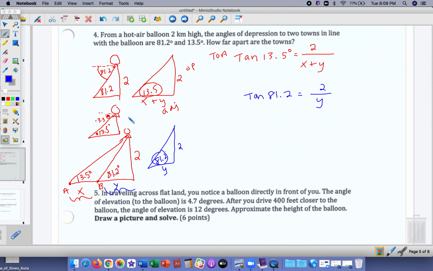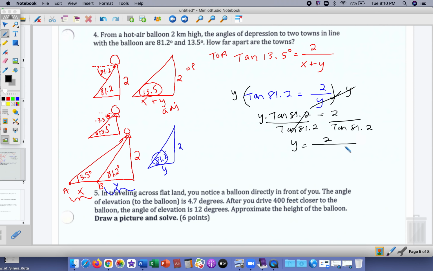Just like we talked about before, we have 2 equations, we have 2 unknowns, right? X and Y. So we make our 2 different equations, and then we'll use substitution. So we need to isolate one of the Y's. Let's isolate the bottom Y because it's less messy. So we'll multiply both sides by Y. So then we have Y times the tangent of 81.2 equals 2. And then we divide by tangent of 81.2. So then we know Y equals 2 divided by the tangent of 81.2.